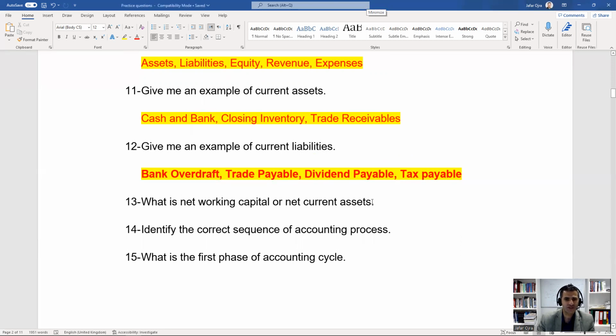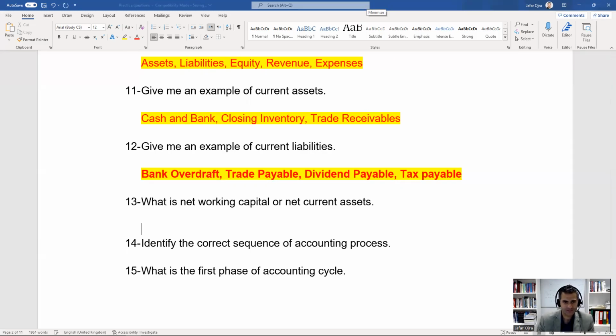A typical example of a non-current liability is a bank loan, because loans usually take more than 1 year. Okay, right. Here we go. Perfect. Excellent. Lovely. So let's move to question number 13.